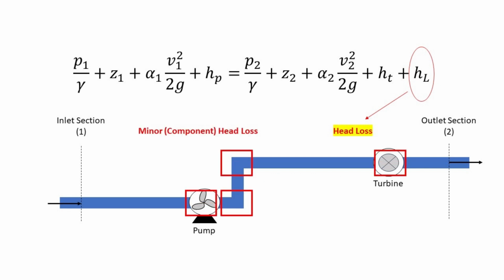2. Minor head loss, also known as component head loss. This type of head loss only occurs when the fluid passes through components such as valves, fittings, bends, tees, or heated channels. Although such losses are termed minor losses, they often account for a major portion of the head loss due to the complexity of the piping system and the number of fittings that are used.